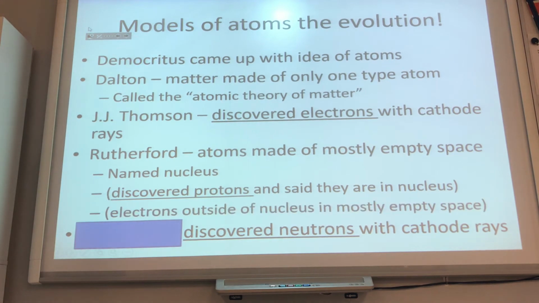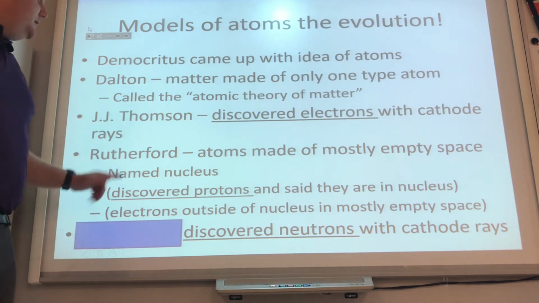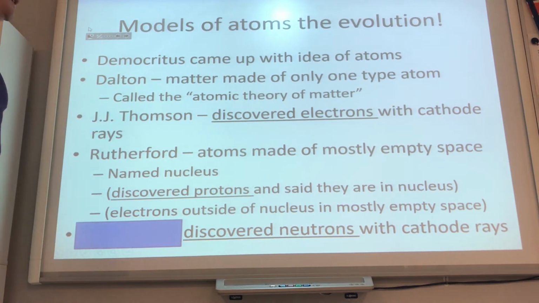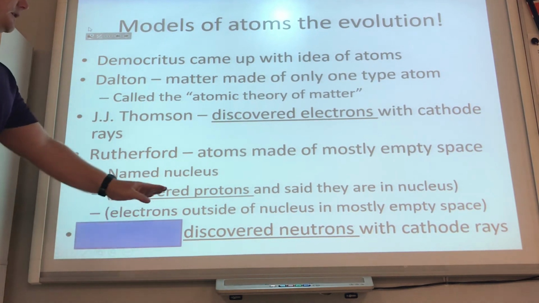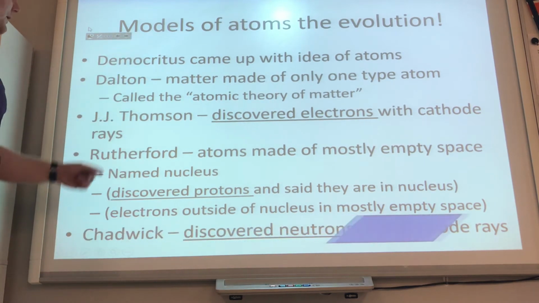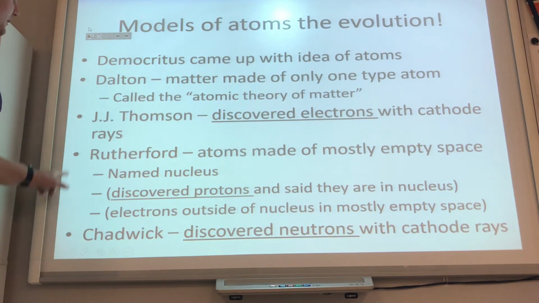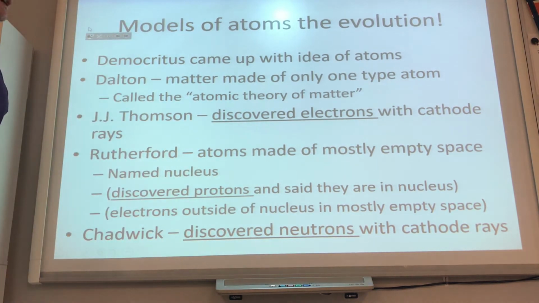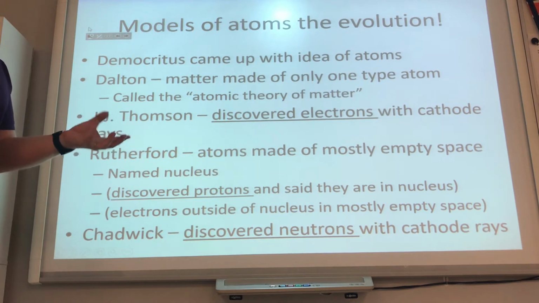And electrons are outside the nucleus in mostly empty space. Thomson discovered the electrons. Rutherford said where they're at. Rutherford did quite a bit, but he couldn't figure out this weight disparity. So there was a guy that discovered neutrons with cathode rays, and that was Chadwick. Chadwick and Thomson used the same kind of experiment. Chadwick realized, oh, these neutrons, these have to be something different because of the way it's acting.